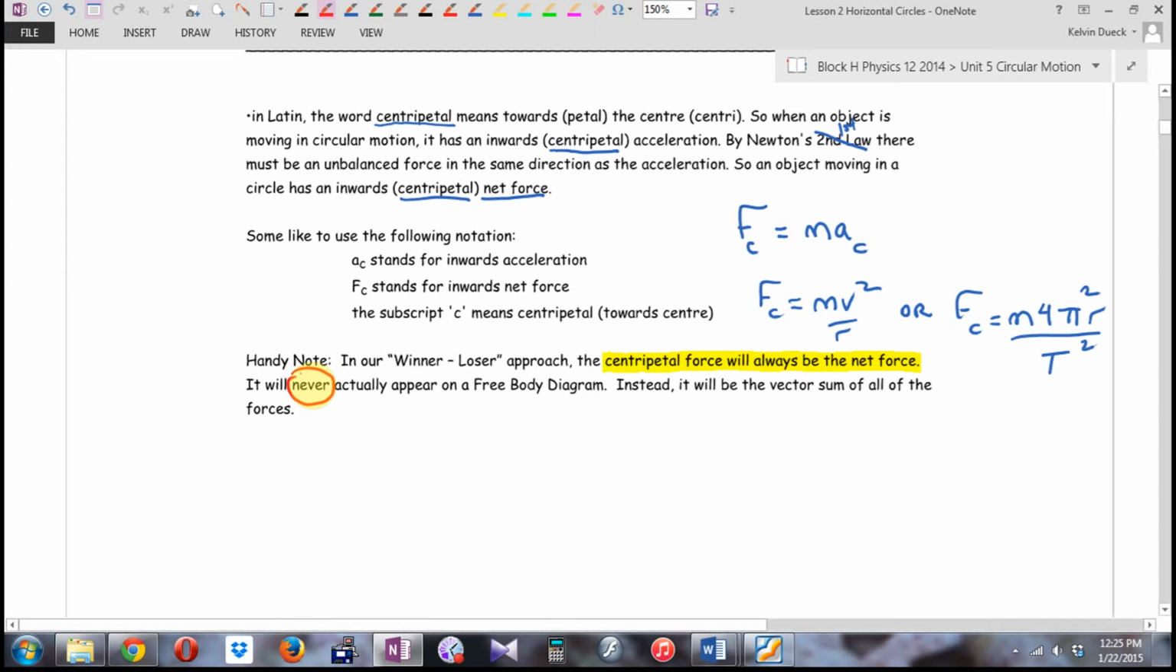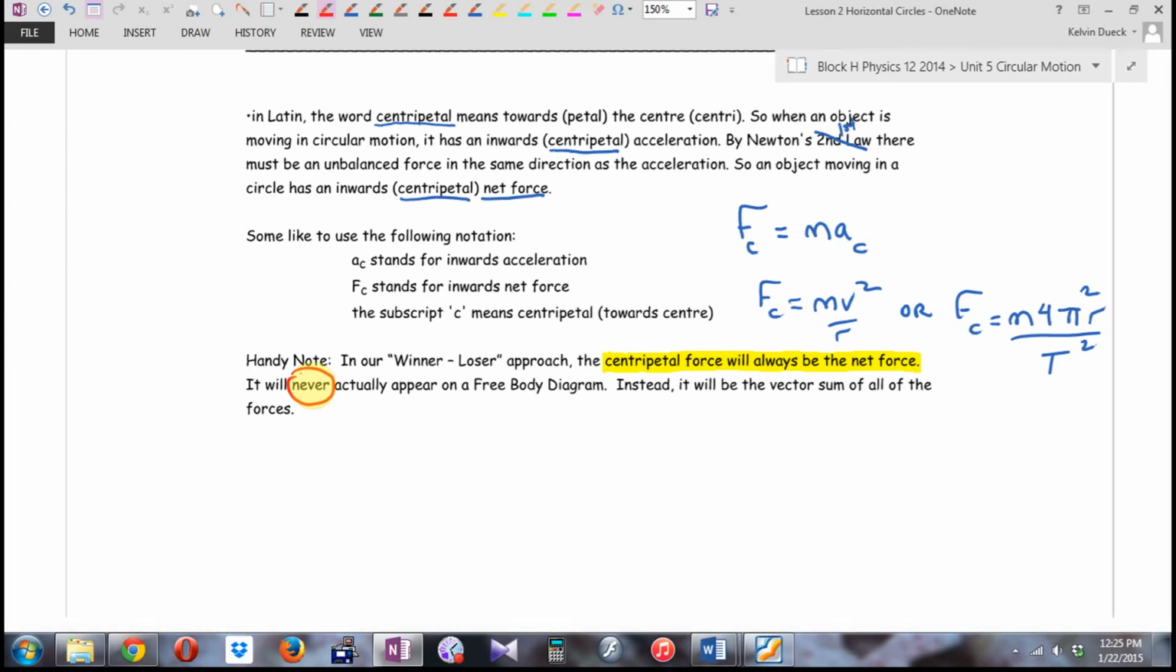When we went winner minus loser, what we were really saying is we're going to do all the subcomponent forces equals the F net that appeared in my equation, but not on my free body diagram. It was the vector sum of everything. Fc will never appear on your free body diagram. It will appear in your winner minus loser equals Fc.